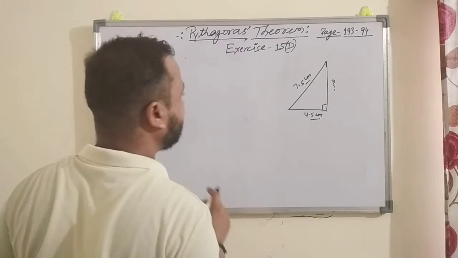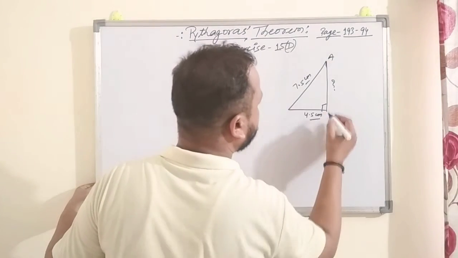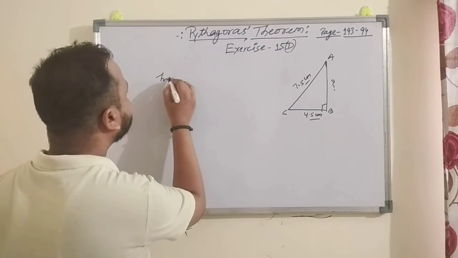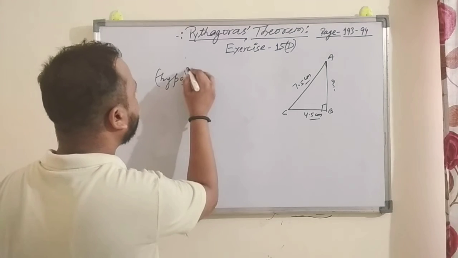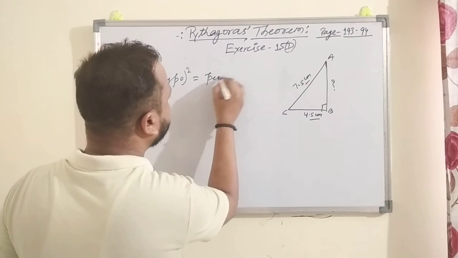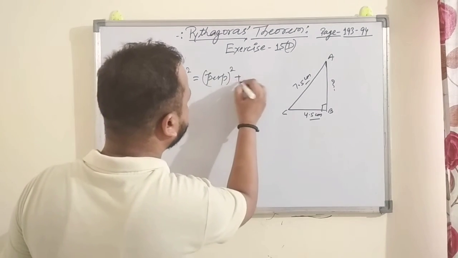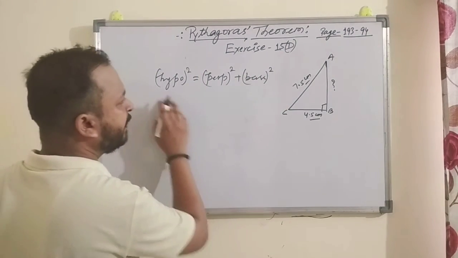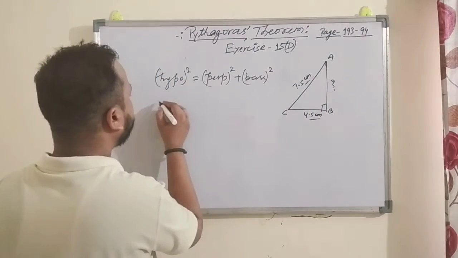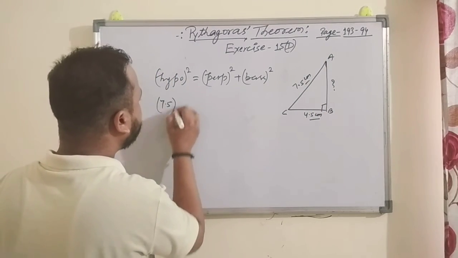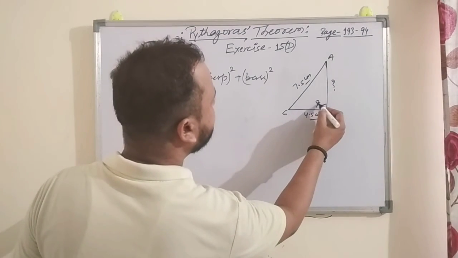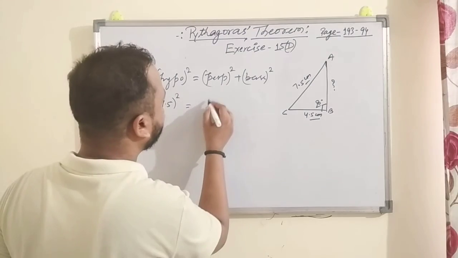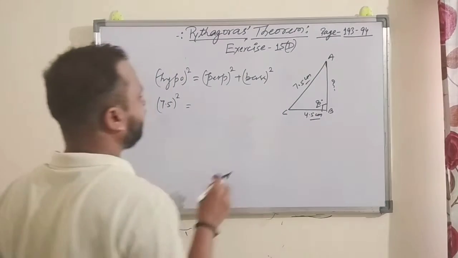we know that the Pythagoras theorem states that hypotenuse square, right? Hypotenuse square is equal to perpendicular square plus base square, right? So here the hypotenuse is 7.5. Hypotenuse means the side which is opposite to 90 degrees, right? So 7.5 square is equal to perpendicular square. Suppose we have taken it.